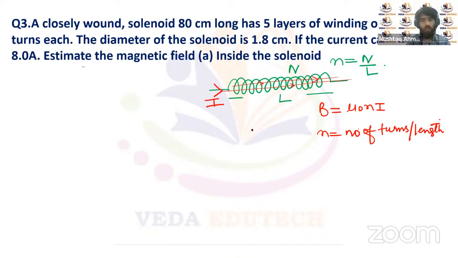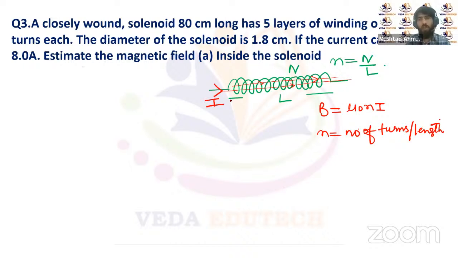So we have a similar question here. A closely wound solenoid 80 centimeter long has 5 layers of winding of 400 turns each. The diameter of the solenoid is 1.8 centimeter. If the current carried is 8 amperes, estimate the magnetic field inside the solenoid.